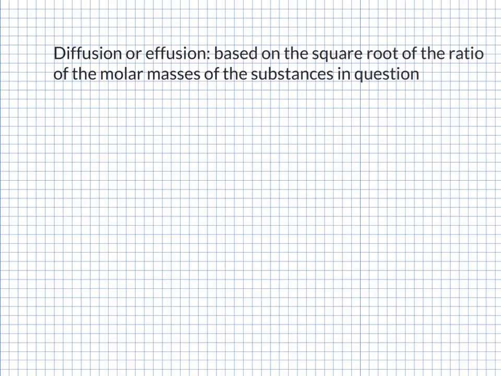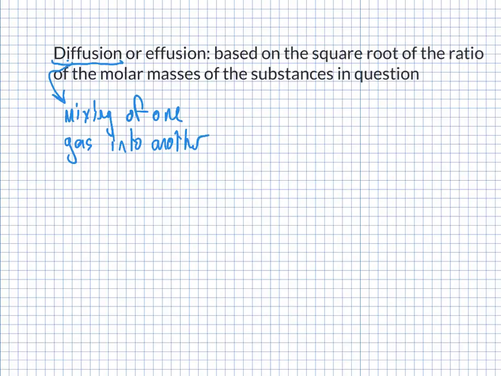So what does all of that mean for these two words, diffusion and effusion? Well, before I look at all the rest of those words, let's talk about what these two things are. Diffusion is something you mention in biology, but there you're talking about particles in a liquid. Here what we mean is the mixing of one gas into another. And the classic example is spraying perfume in a corner of a room.